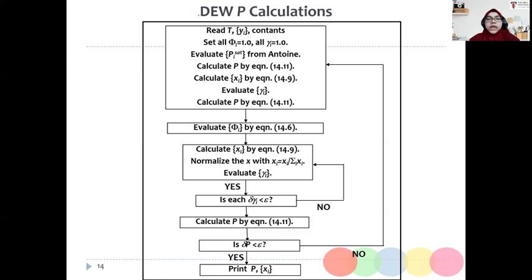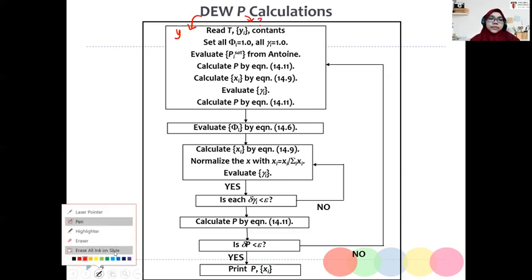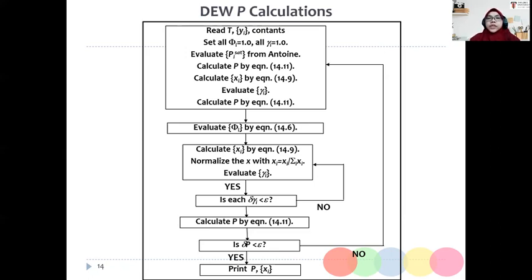Okay, for the dew P calculation, the composition in the vapor phase is given, and we need to find the pressure in the system. Since the temperature is given, we can use the Antoine equation to obtain the saturation pressure. And then after that, we may calculate the pressure.